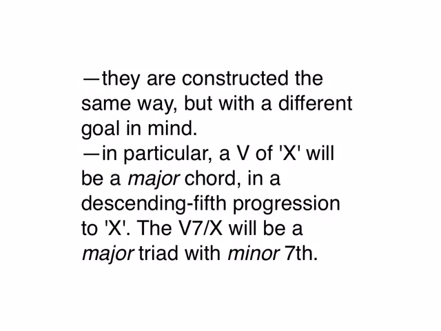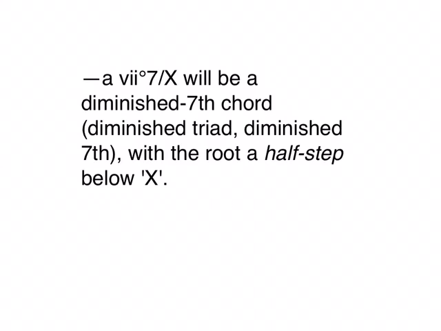A 5/7 of x, or wherever the target is, will be a major triad with a minor seventh, because that's how dominant sevenths are constructed, of course. Likewise, a 7/7 of the target will be a diminished seventh chord, diminished triad, diminished seventh, with the root a half step below our target. This is very important to remember because the half step forms a leading tone. The whole step does not form a leading tone.